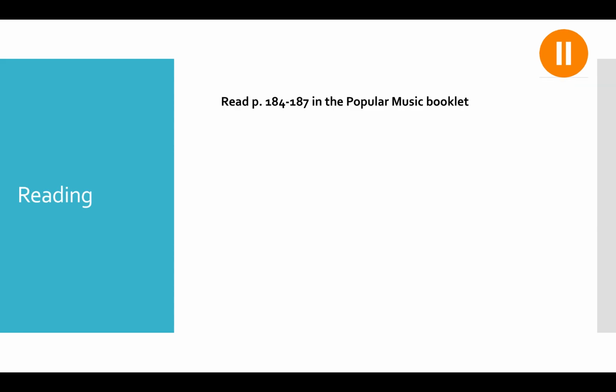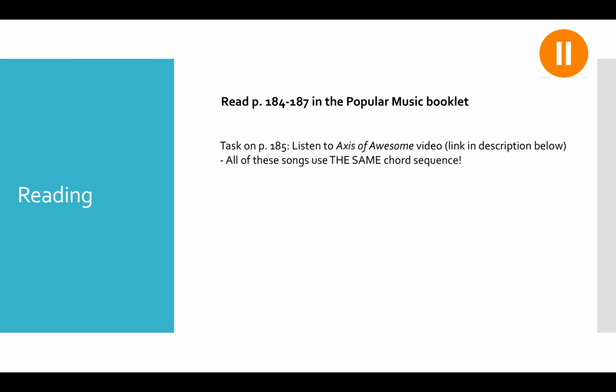Okay, now I'd like you to read the section on harmony in your booklet, which is pages 184 to 187. Next, follow the link in the description box below to listen to the Axis of Awesome video, which is really cool. It uses the same chord sequence for loads of different songs that I'm sure you'll recognise.